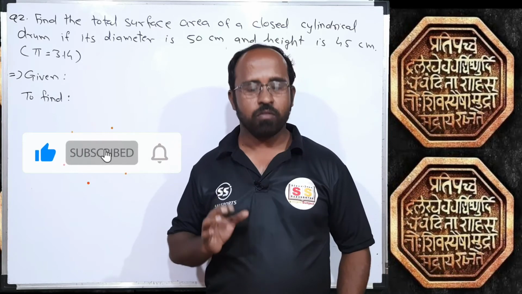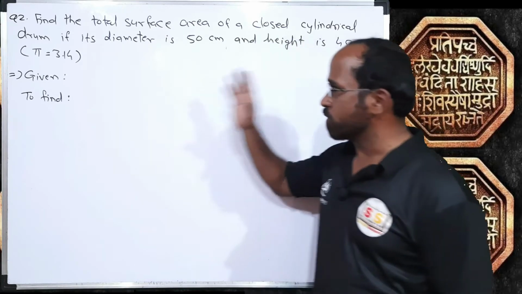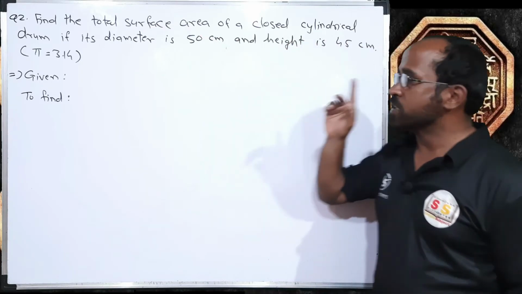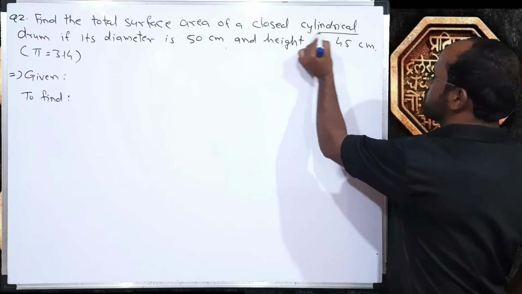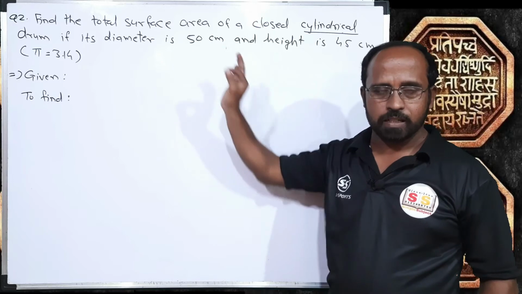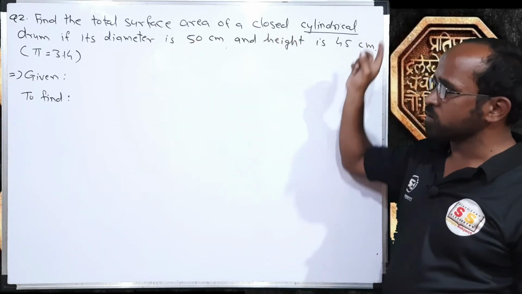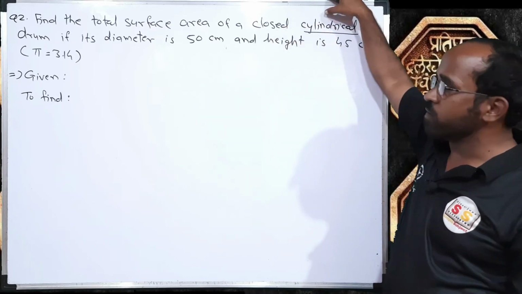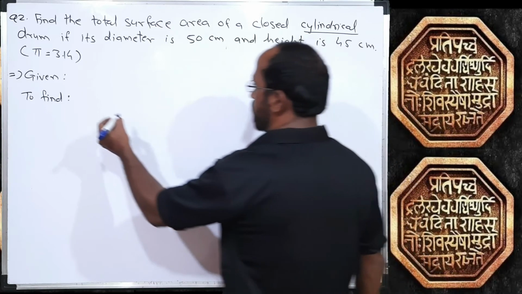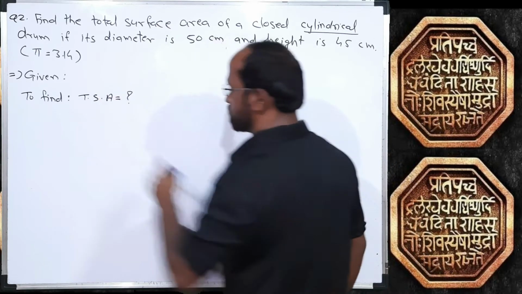Lesson 16, Volume and Surface Area, standard 8 of Maharashtra State Board. So let's see the question. Question is: find the total surface area of a closed cylindrical drum. So it is mentioned, the shape is a cylinder. Given is a cylinder and we have to find its total surface area. So what we have to find? Total surface area is equal to how much?